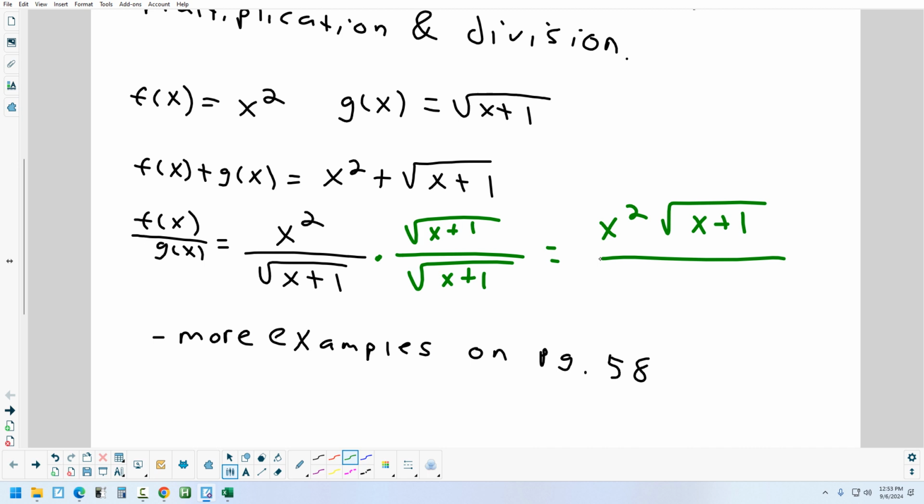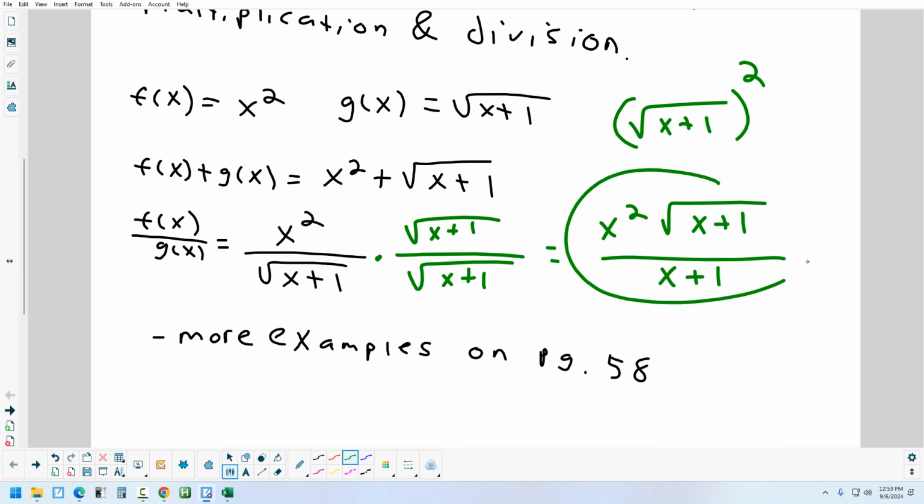But in the bottom, something happens. The square root of x plus 1 times itself. It's basically like doing this. You're multiplying it by itself or raising it to the second power. So what's the square root of x plus 1 times the square root of x plus 1? Yep. X plus 1. X plus 1, that's the whole reason we did it. It got rid of the square root.